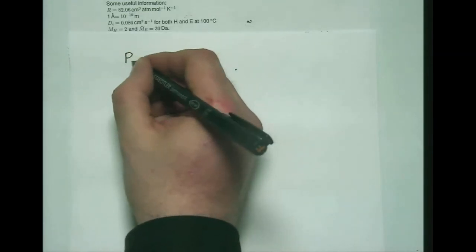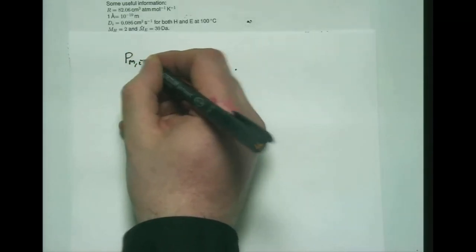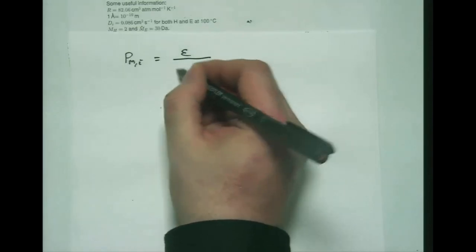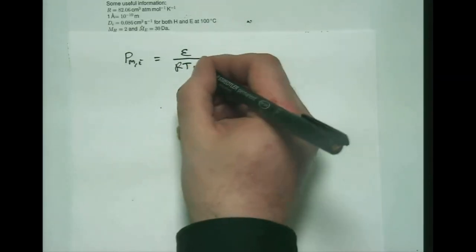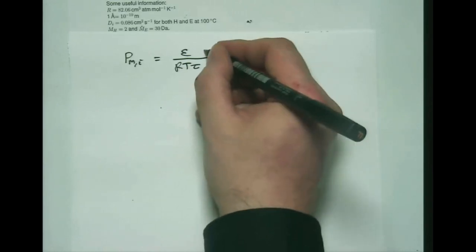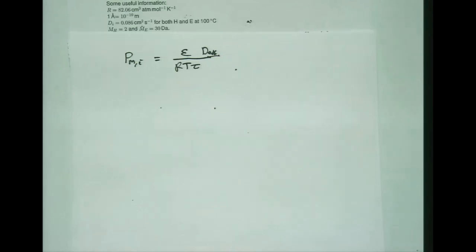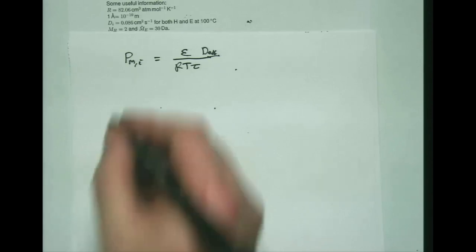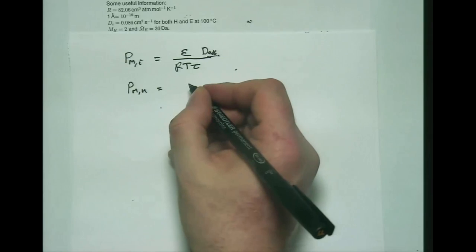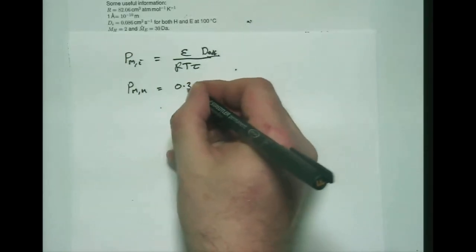We know that the permeability of a material is the porosity over the tortuosity times our effective diffusion coefficient, times RT. So we can do that for hydrogen. We're told that the porosity is 30%.